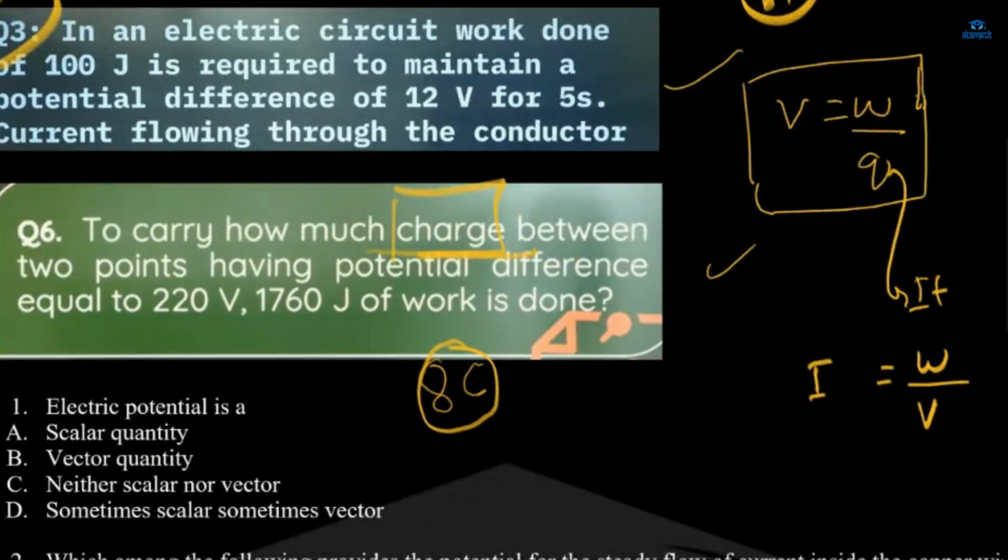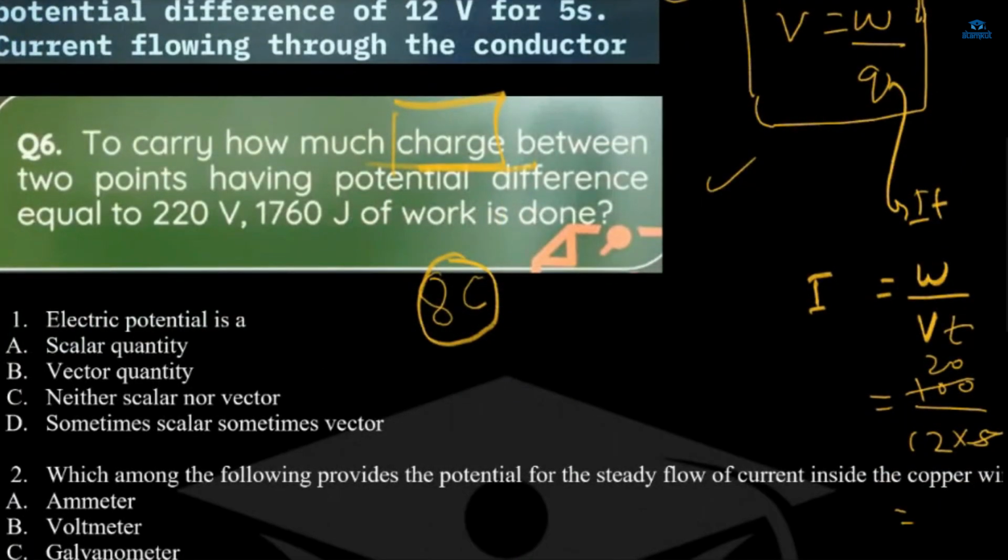Sophia has got 5 by 3. Okay, let's see what the answer will come. I is equal to W by V, and then one more quantity, that is T. W is 100, V is given as 12, and T is given as 5. Dividing by 4, we get 5 by 3. Yes, you're correct. Current will be 5 by 3.